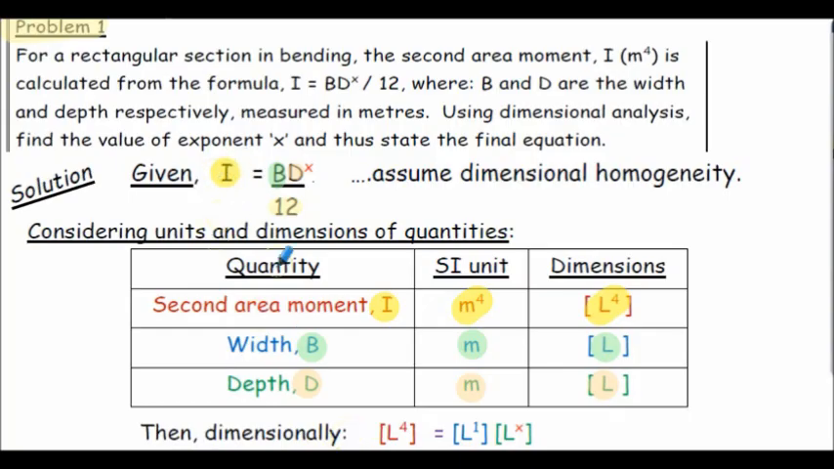So assuming dimensional homogeneity, we can now replace the I on the left hand side of the formula given with the dimension L to the power 4. On the right hand side we can replace the width B with L, and I put to the power 1 there. The default is 1 of course, and D is L to the power of X. So that's the formula stated in terms of dimensions. Notice as always the constant 12 is not required within the dimensional analysis. Constants are ignored from the solutions.